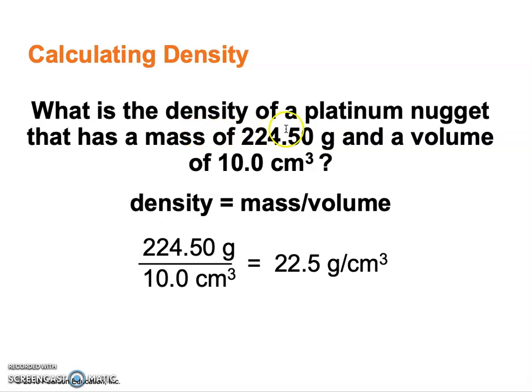What is the density of a platinum nugget that has a mass of 224.5 grams and a volume of 10.0 cubic centimeters? Remember, density equals mass divided by volume. You put in the mass of 224.5 grams and the volume of 10.0 cubic centimeters. If you put these two numbers into a calculator, you get the answer 22.5. It has 3 significant digits, the same as the volume, because the volume had the least number of significant digits.